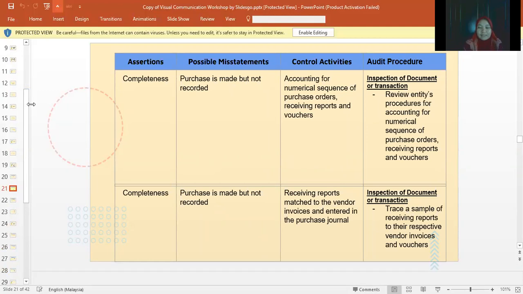Okay, next is completeness. For completeness, the possible misstatement that might happen is a purchase is made but not recorded. The control activity is accounting for the numerical sequence of purchase orders, receiving reports and vouchers. The audit procedure involved is inspection of documents or transactions, in which management needs to review the entity's procedures for accounting for the numerical sequence of purchase orders, receiving reports and vouchers.